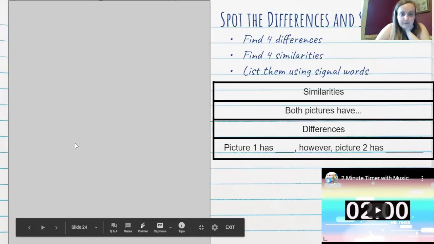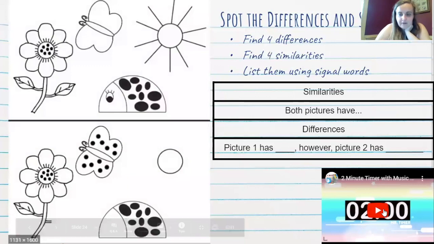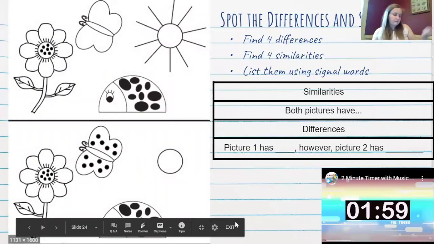So I'm going to move this gray screen and start the timer. All right, you have 2 minutes. Go ahead.